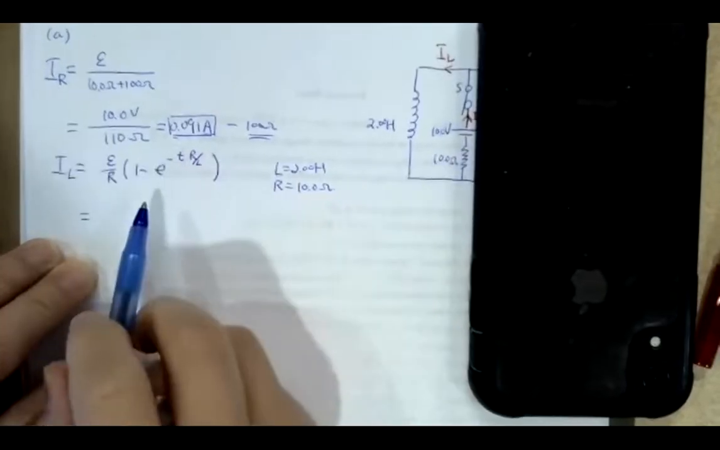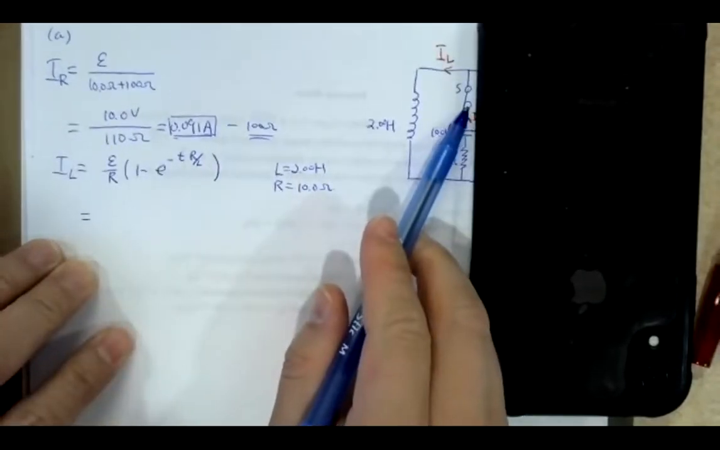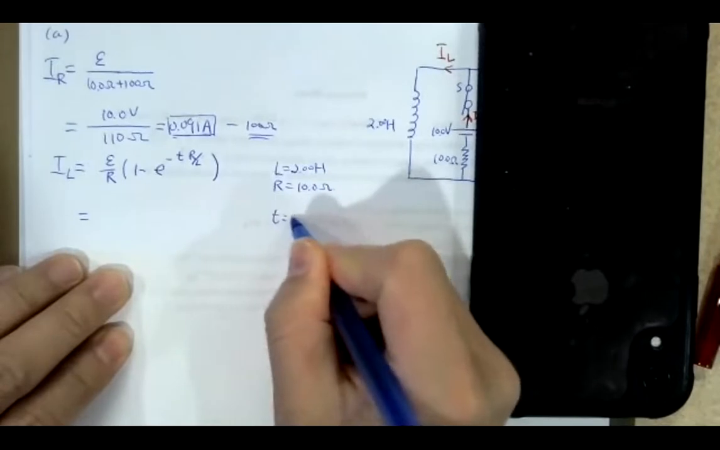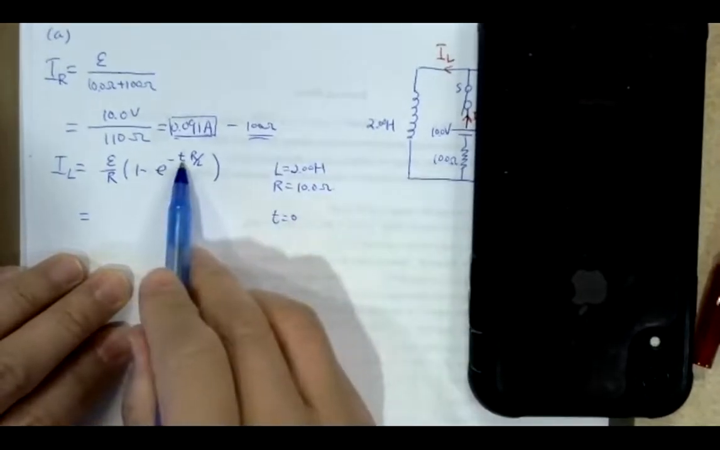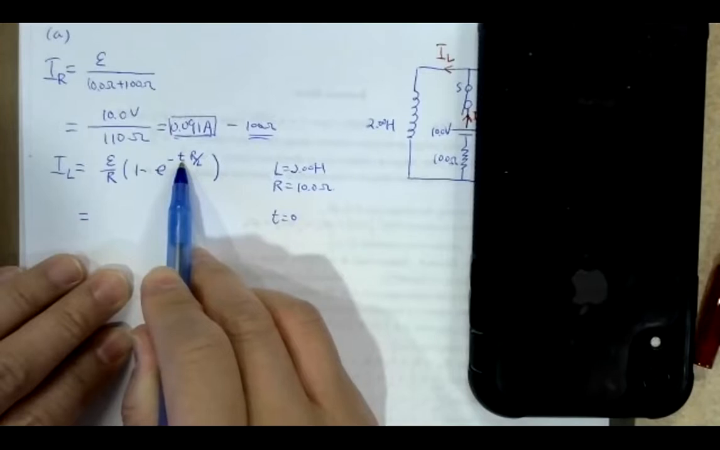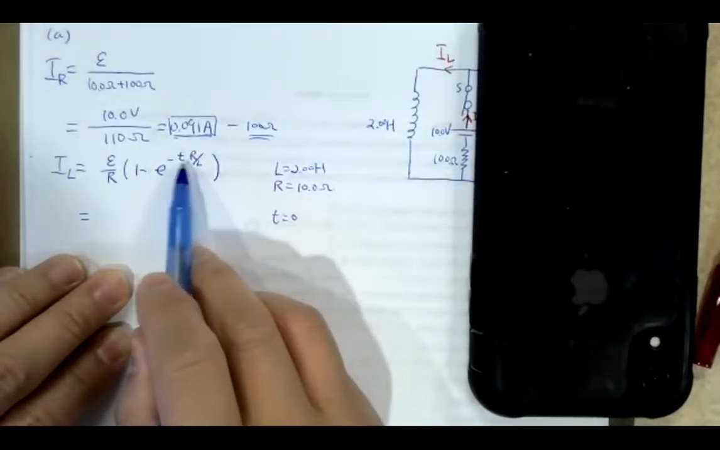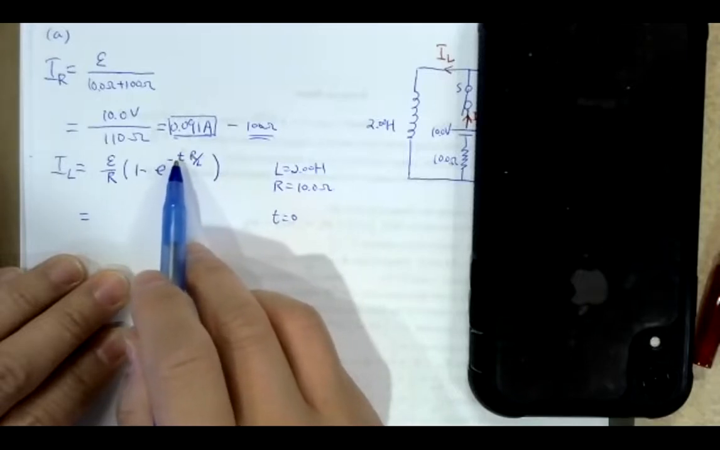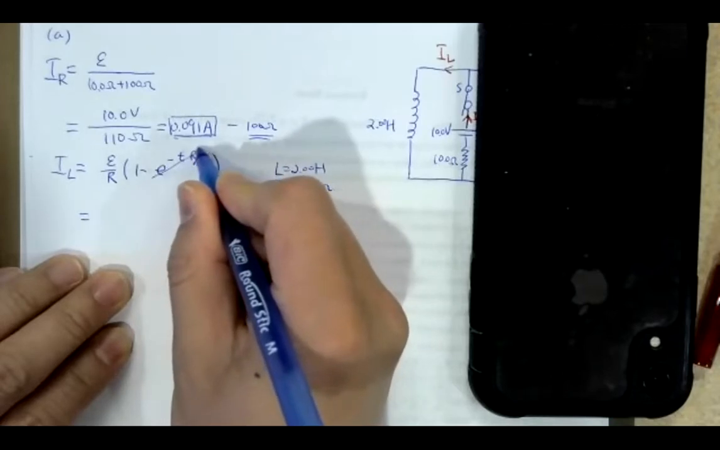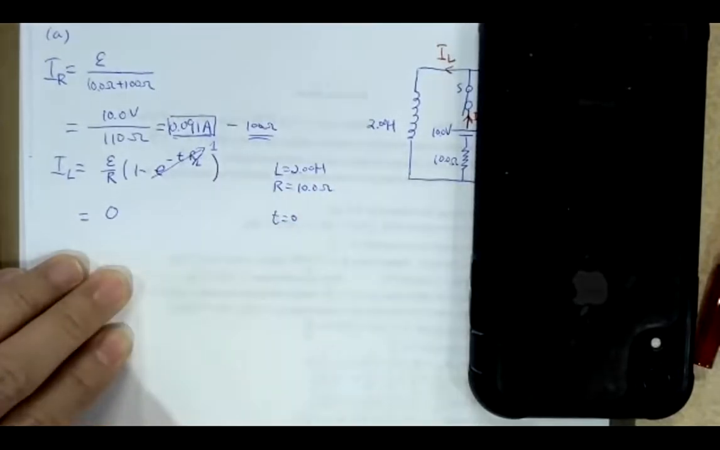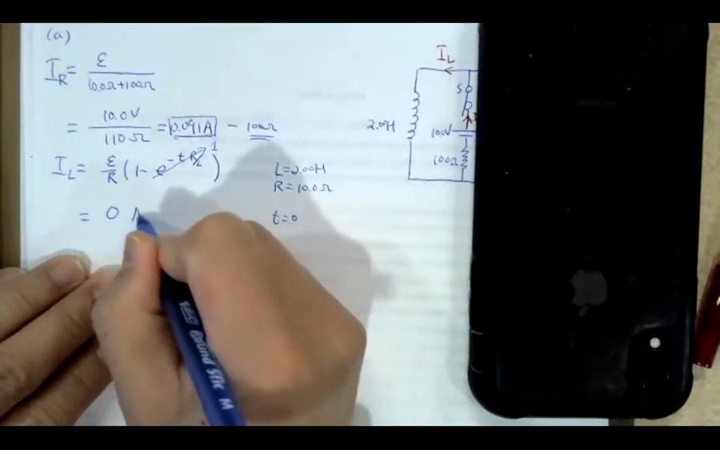So it's asking you right after, immediately after the switch is closed. That means the t equal to 0 moment, right? Just right after it is closed, so t is equal to 0. No matter what R and L are, it's going to be 0 on the power here, right? So e to the minus 0 is e to the 0, so this whole thing will be 1. 1 minus 1 will be equal to 0, right? So you don't have to plug in numbers here. So it's going to be 0 amps.